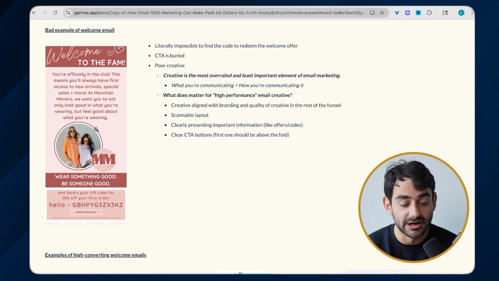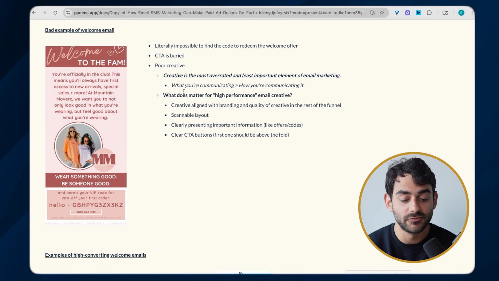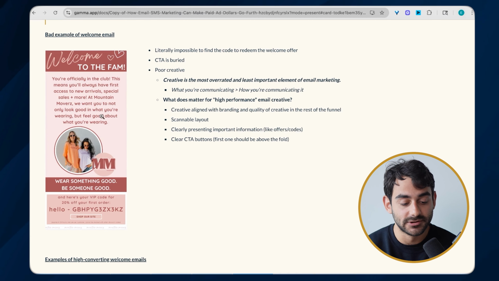Next up, the CTA is buried. You want to give them their code and get them back to the site to use that code. And the CTA, "shop our site," really doesn't stand out. It's buried at the bottom of the email. The creative itself is just poor. And this is from a brand, Mountain Movers, that has really good creative on Instagram and on their website, but that creative just doesn't translate to email.